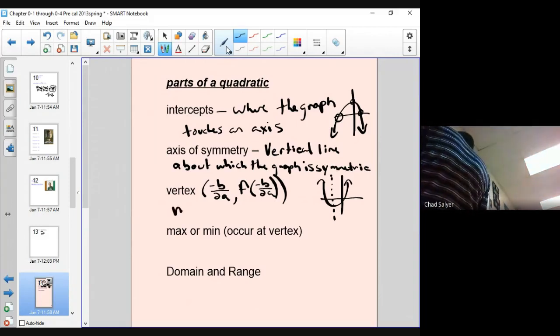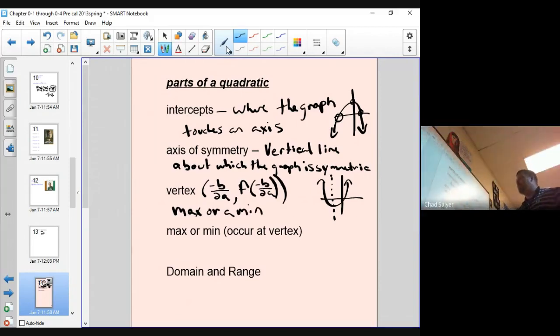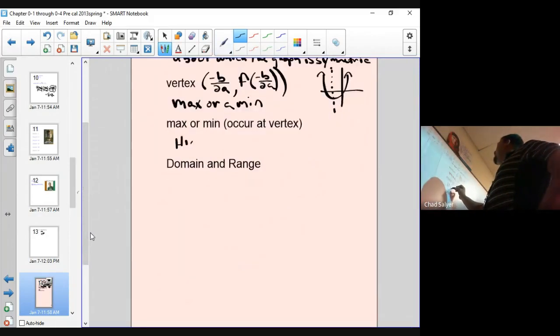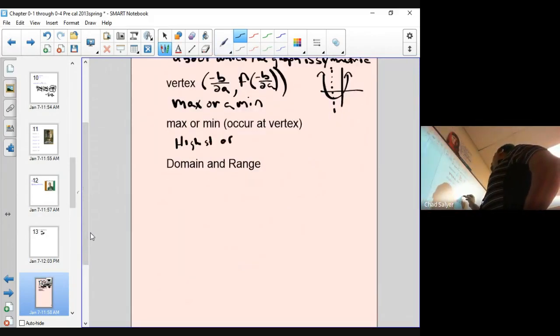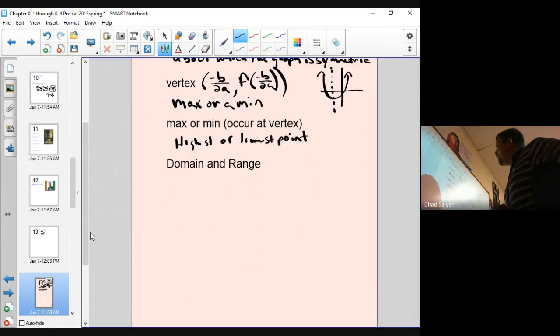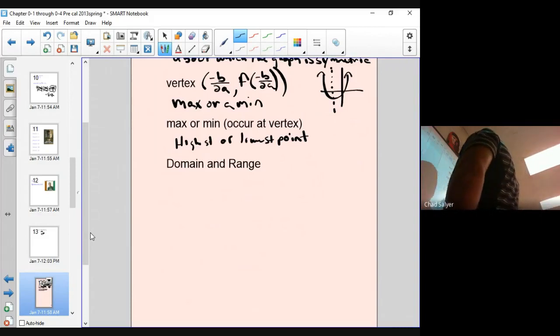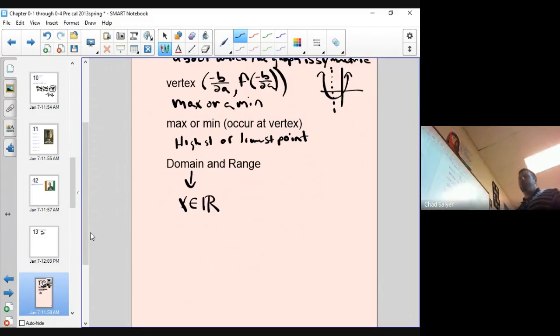And it will always be a max or a min. In other words, a highest or a lowest point for the graph, depending on the orientation of the quadratic. Domain and range. The domain for a quadratic, as I have described it here, is always going to be all real numbers. So I'm just going to say x is an element of the real number set, using some of that set notation I taught you earlier.